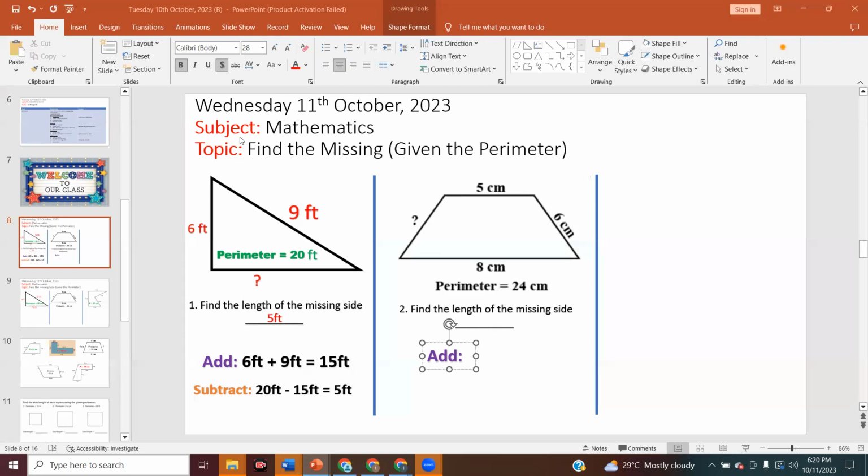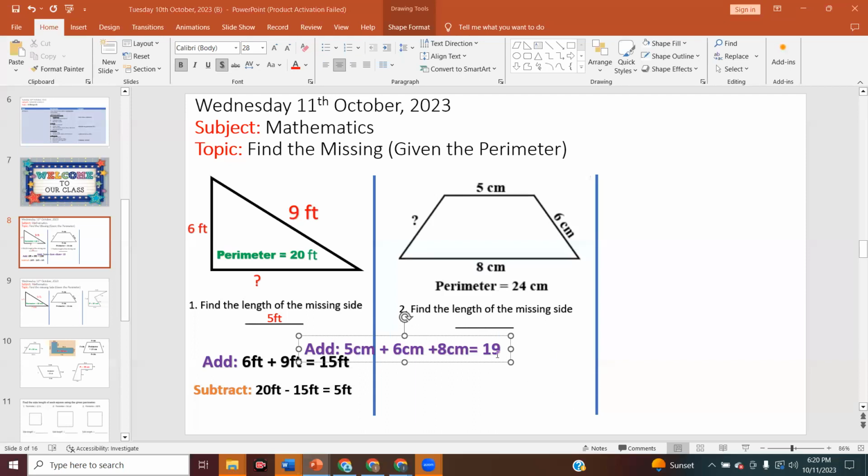I can't hear you. So, class, what's the first step? What would be the first step that we have to do? Add. You have to add. Okay. So plus what, 6 plus 8. Very good. So, 5 centimeters plus what? Plus 6 centimeters. Plus what? 8 centimeters. Very good. When you add 5 plus 6 plus 8, what do you get? 19. Very good. That gives you 19 centimeters.